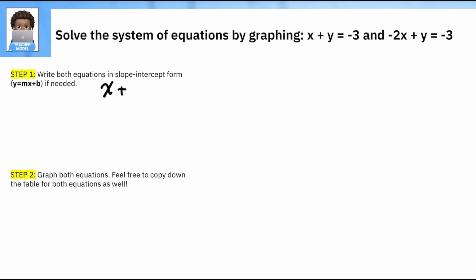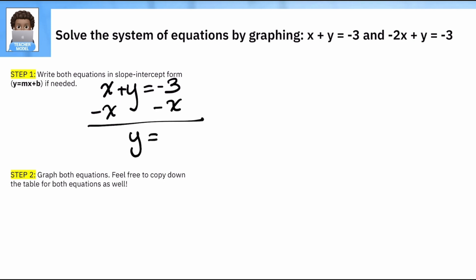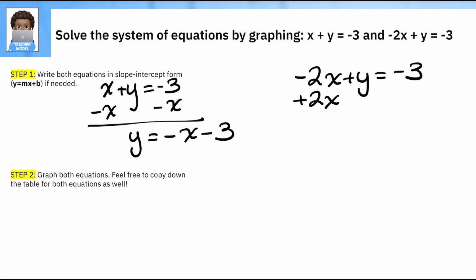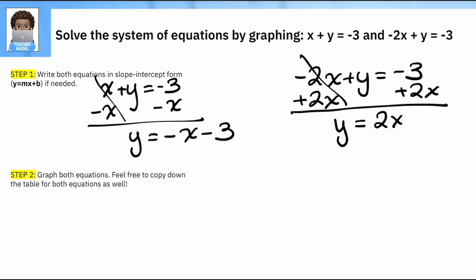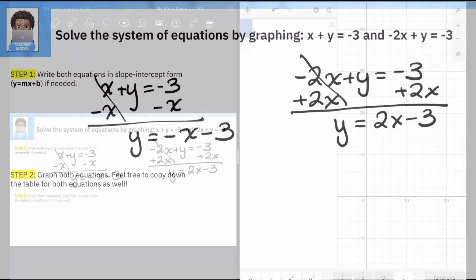So I have x plus y equals -3. I'm going to subtract x on both sides. So I have y is equal to -x minus 3. Now I can put that into the graphing calculator. And the second one, -2x plus y equals -3, I'm going to add 2x to both sides. And I have y is equal to 2x minus 3. So that's it. Let's go to Desmos.